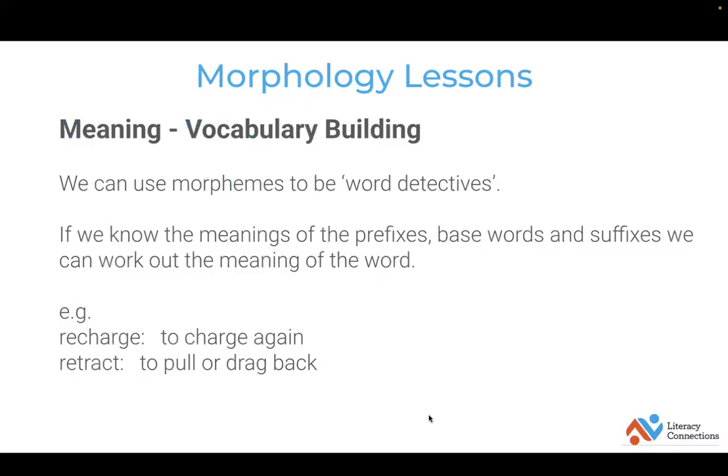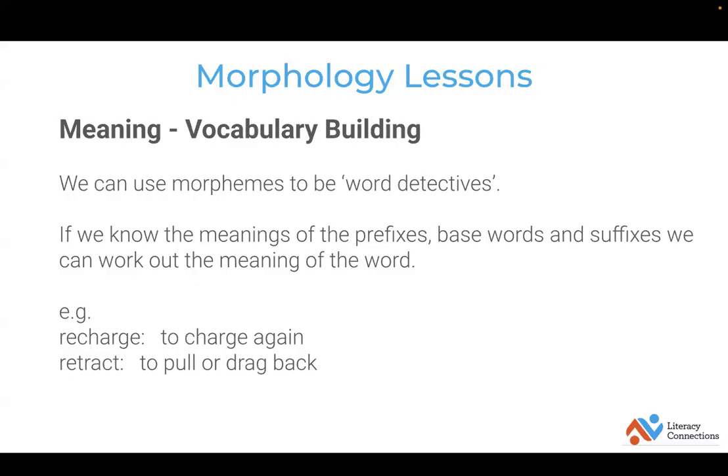Okay, so then we move from spelling into meaning. So that is our vocabulary building time. And so I often refer to this as being word detectives. So our knowledge of morphemes is helping us to understand meaning. So when we know those meanings of prefixes, base words, suffixes, often we can work out the meaning of the word. So if re means return or do again, so recharge, charge again, or retract, to pull or drag back.